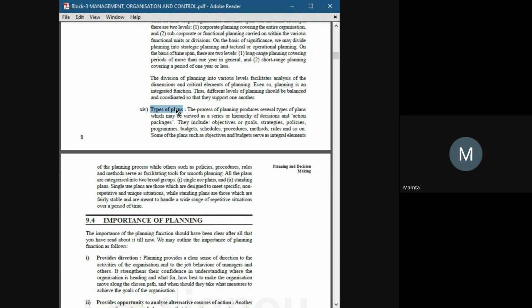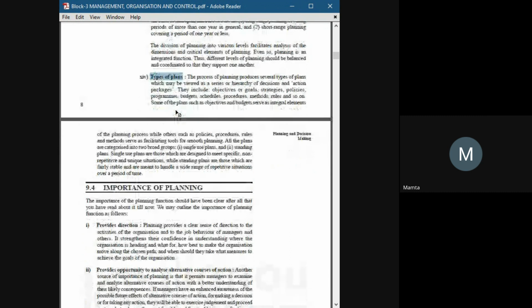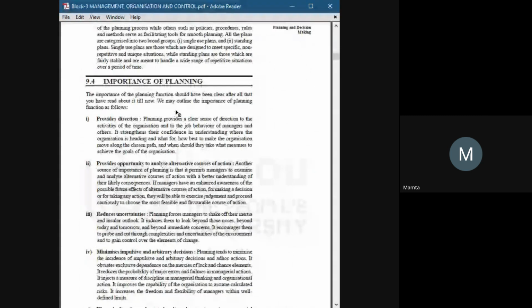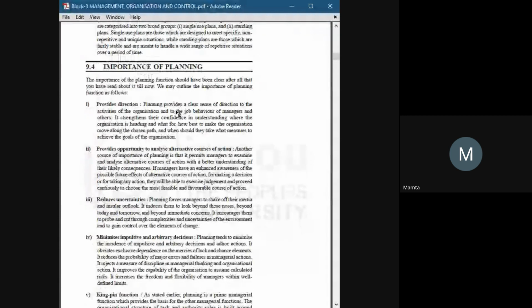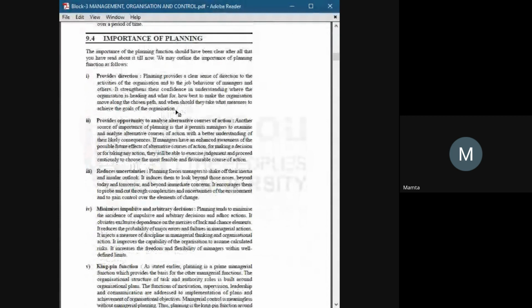If we have a specific project, then we can create a single-use plan for that project only. And if we are going for a long time period, then we can have a standing plan. So these are some types of plans as well. I hope it's clear till here, because it's not so difficult.